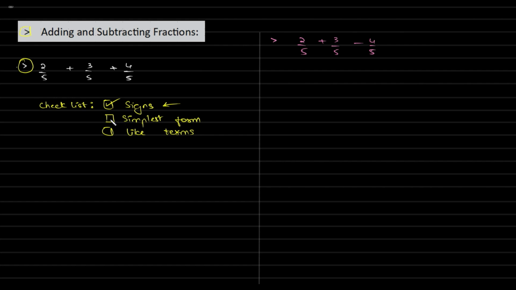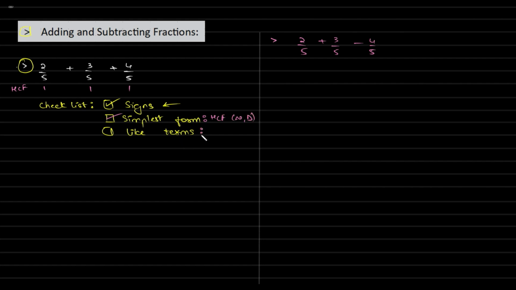We already saw what the simplest form is. So let's check if all of them are in the simplest form. That is, the HCF between the numerator and denominator is 1. This is also 1 and this is also 1. So this is to do with the HCF between numerator and denominator.